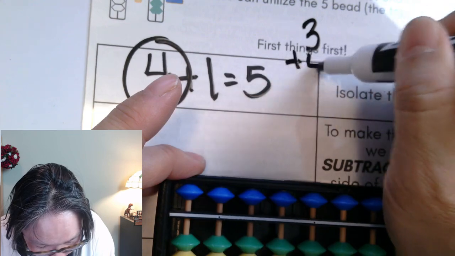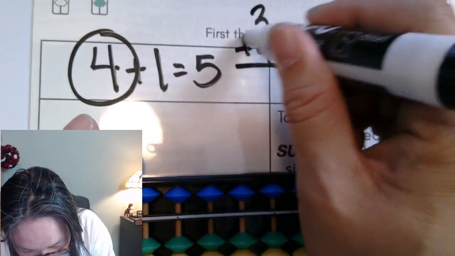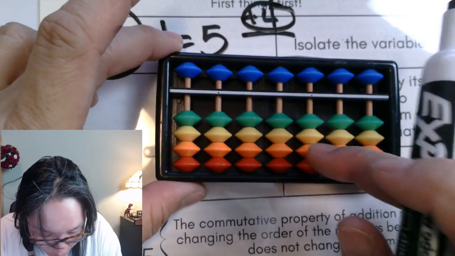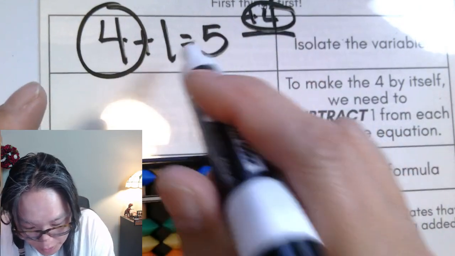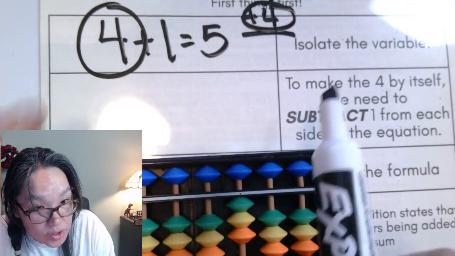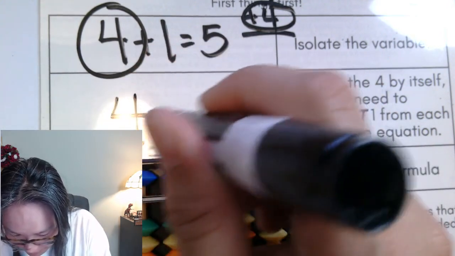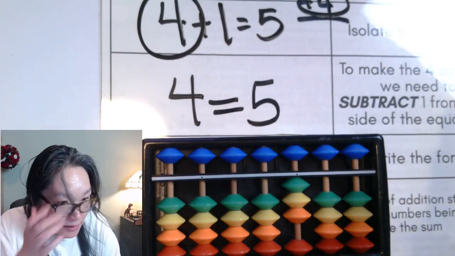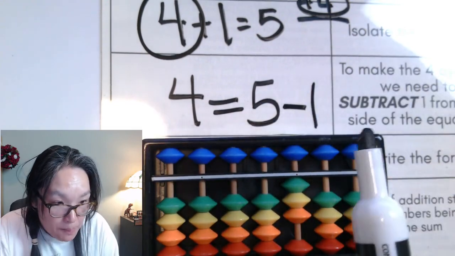What we're going to do is this addition problem: 3 plus 4. The 4 is what I'm trying to find. Notice I don't have any more beads to add the 4, so I need to modify this stock equation. So we have 4 is equal to 5. Notice this is not balanced. Thank you, Agnes. Because this is not balanced, all we got to do is minus the 1.